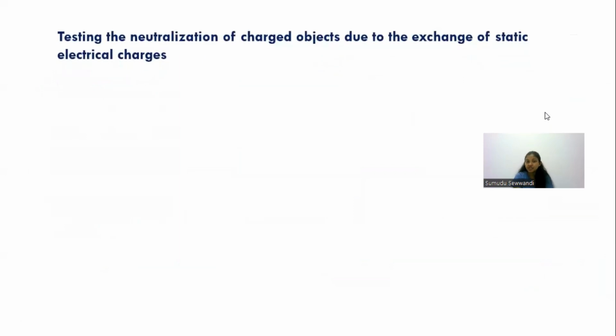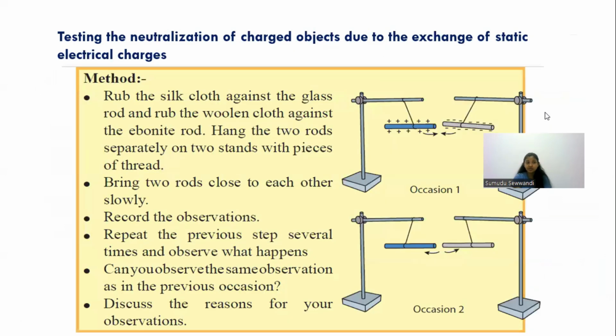Testing the neutralization of charged objects due to the exchange of static electrical charges. Let's see this activity. Rub a silk cloth against the glass rod and rub the woolen cloth against the ebonite, and hang the two rods separately on two stands with pieces of thread. You can see one is positively charged, the other one is negatively charged.